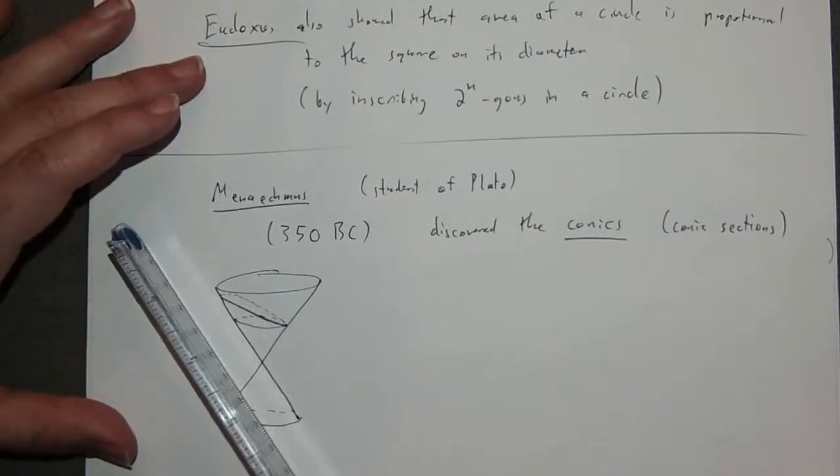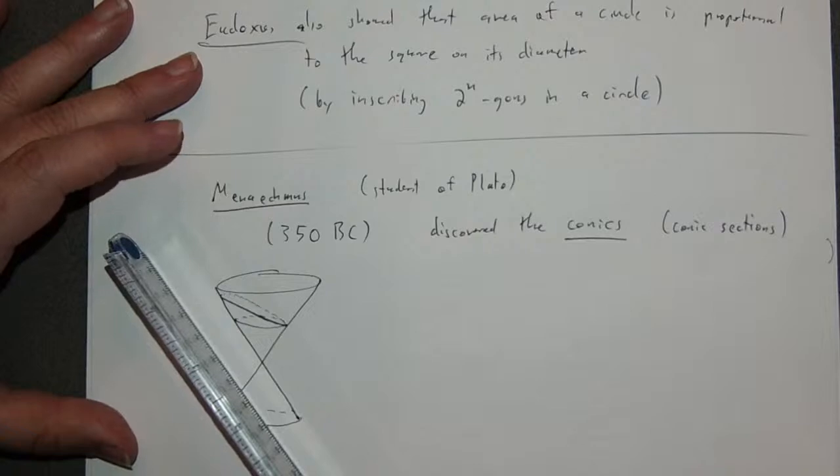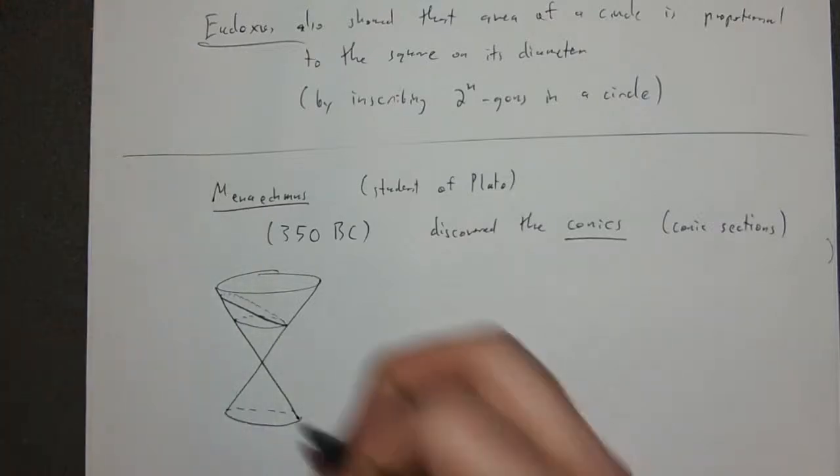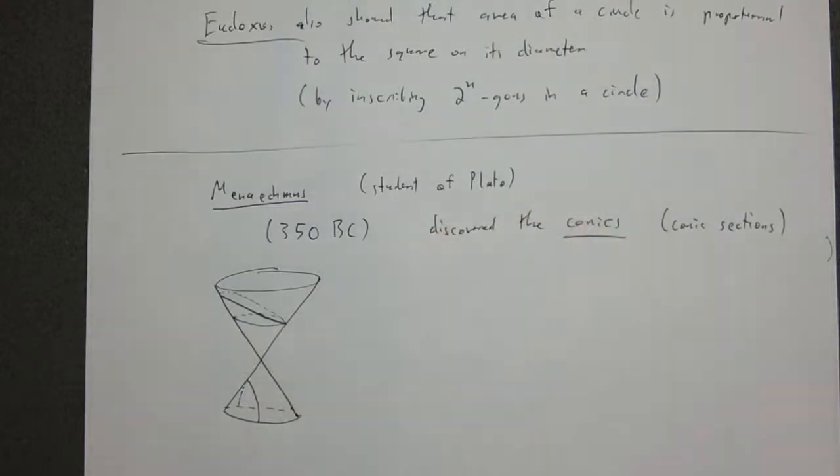Let's do it down here since we haven't marked anything. What curve do you get from cutting this double cone system with a plane like this? You get a parabola. Okay, exactly, yeah, a parabola.